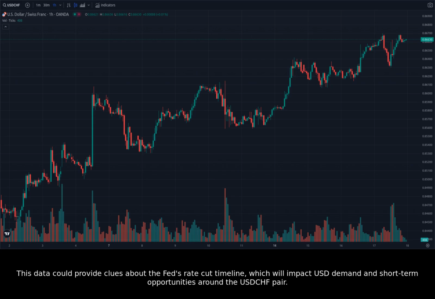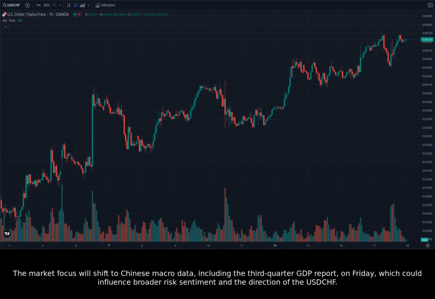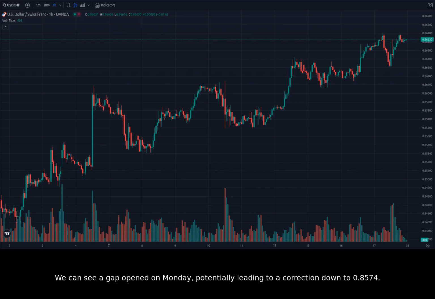This data could provide clues about the Fed's rate cut timeline, which will impact USD demand and short-term opportunities around the USDCHF pair. The market focus will shift to Chinese macro data, including the third-quarter GDP report on Friday, which could influence broader risk sentiment and the direction of the USDCHF. We can see a gap opened on Monday, potentially leading to a correction down to 0.8574.